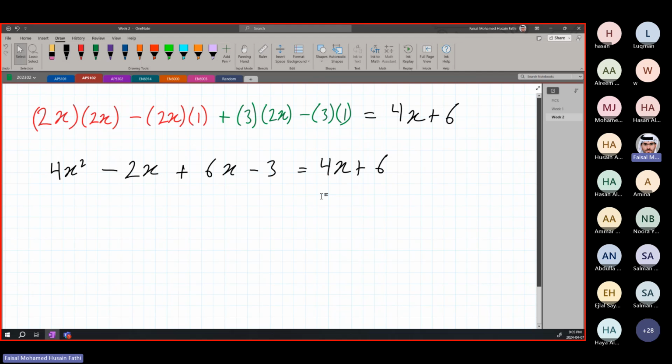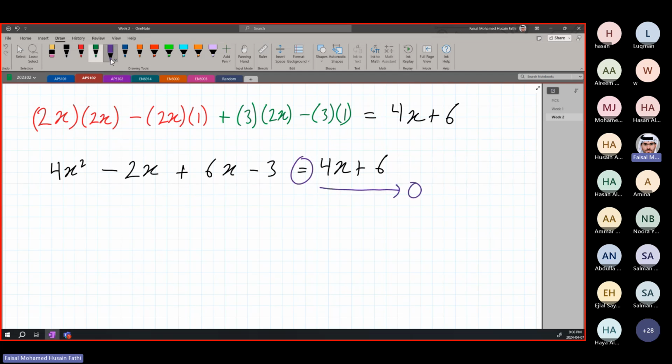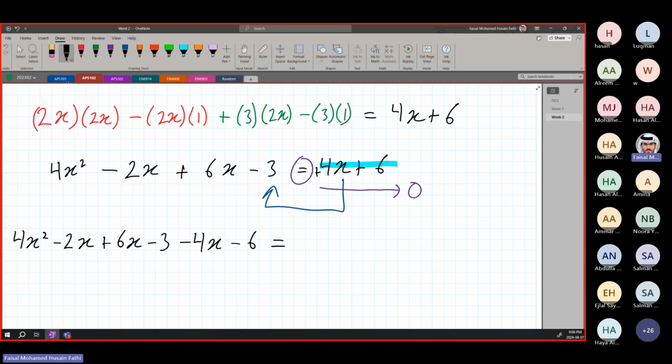Now, in the case of a quadratic equation, we want the right-hand side to be 0. So we're going to have to take all this part on the right side to the other side of the equation, so that we have only 0 on the right. How are we going to write this? It's going to be 4x squared minus 2x plus 6x minus 3. The 4x is plus, so it's going to become minus on the left-hand side. Or plus 6 will become also minus 6, and this is all going to be equal to 0.